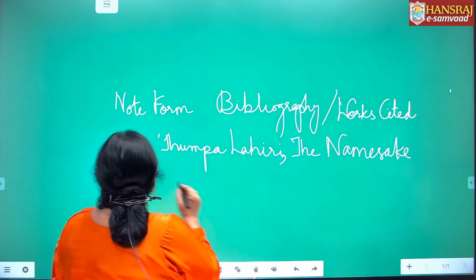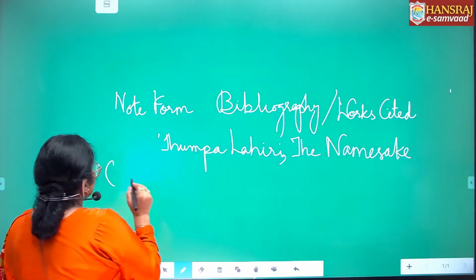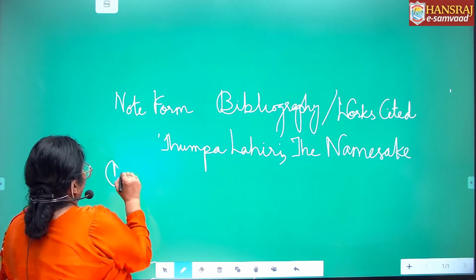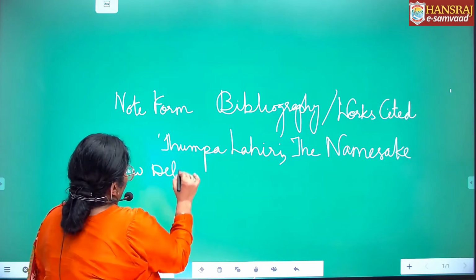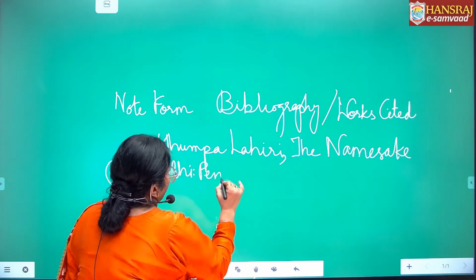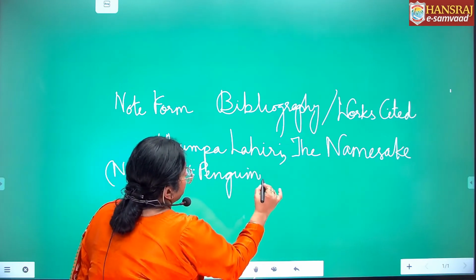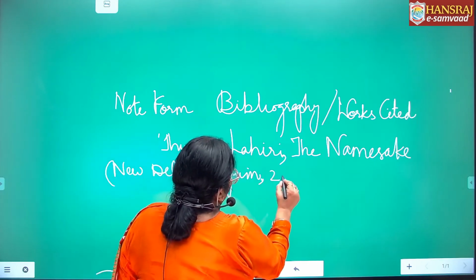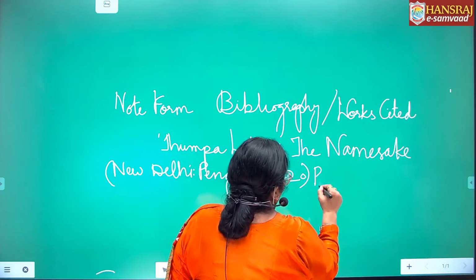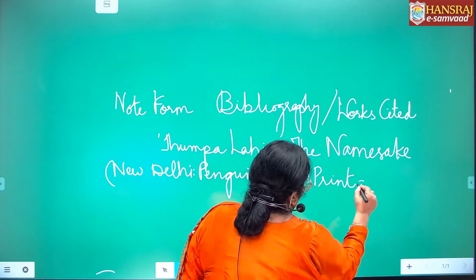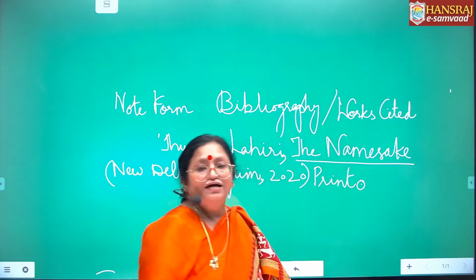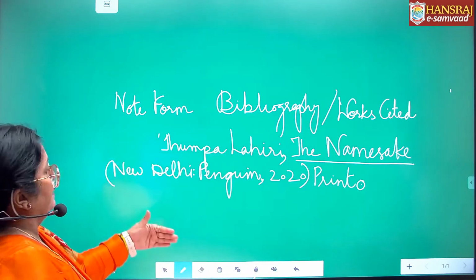Then publishing details, we will begin from here. Let's suppose, don't take it as an authentic version, these are just suppositions, New Delhi. It will be followed by a colon. Then the publisher, suppose it is Penguin. And the edition that I am using is 2020, parenthesis close, and after that print. So what I have missed, the name of the text is to be underlined, and then it will be in italics. Clear?